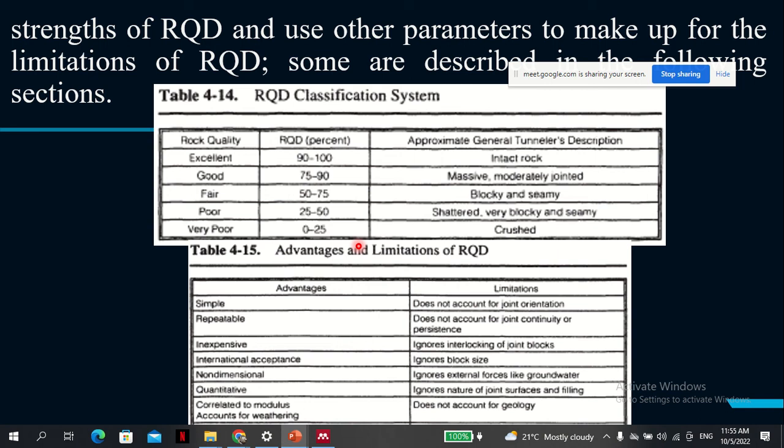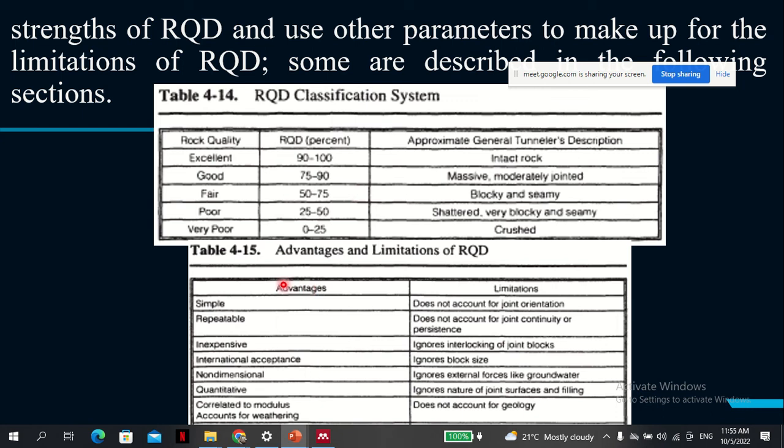So the RQD added the fact that you can attach some figures to these words. Terzaghi just gave some description. Now the RQD system, or Deere, added some values to these words, some figures, so that we can attach the figures to the behavior.